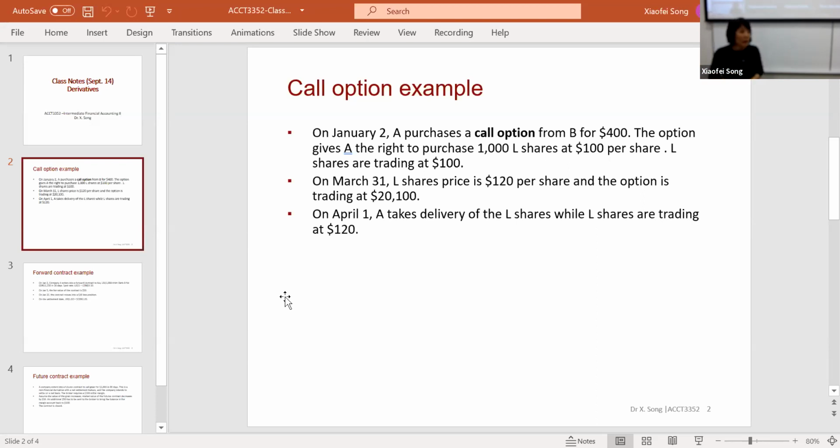Okay, so many questions could arise from that. So why do I need an option? If I want a share, couldn't I buy it now for $100? The option gives me exactly that option. So why do I need to buy it? And who would sell such a thing?